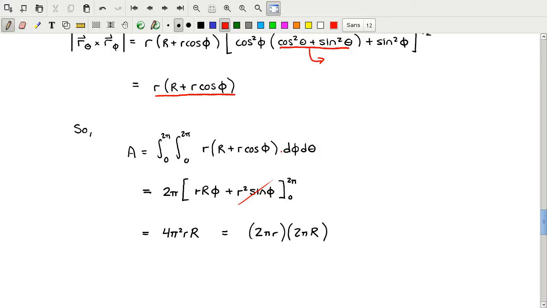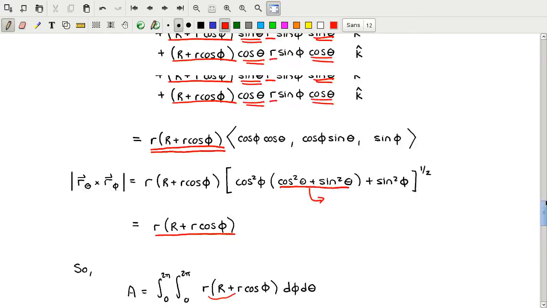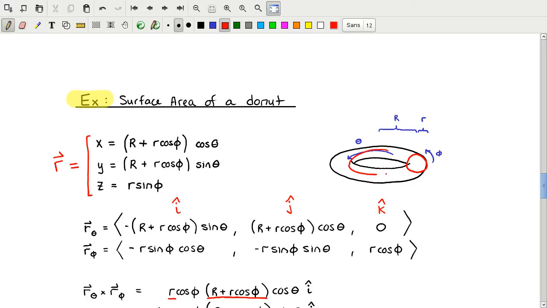And then the integral in phi gives us little r capital R phi plus r squared sine phi from 0 to 2 pi. Of course, sine of 0 is 0 and sine of 2 pi is 0, so we get nothing from this term. And we're left with just this bit right here: 4 pi squared r little r capital R, which can be written in the suggestive form 2 pi little r, 2 pi capital R. So it's just the big circumference of the donut times the little circumference of the donut gives us the surface area, which is kind of a cute result.